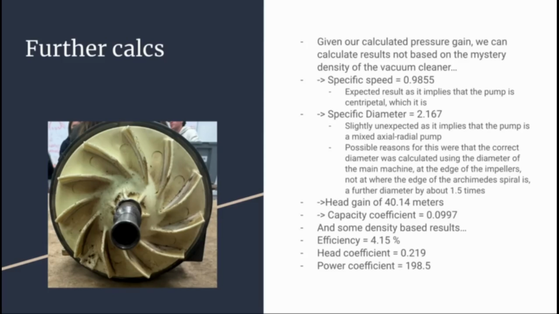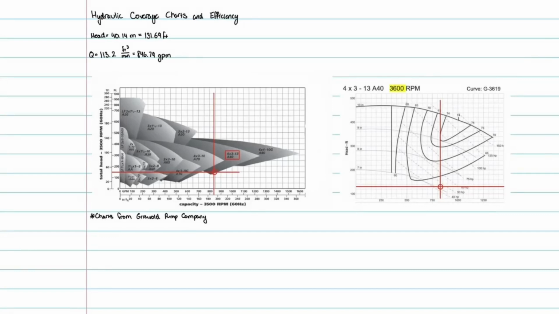We also calculated a head gain of 40.14 meters and a capacity coefficient of 0.0997 meters. Some density-based results were an efficiency of 4.1%, a head coefficient of 0.219, and a power coefficient of 198.5 for air. Let's take a look at the hydraulic cover charts and the efficiency of our pump.